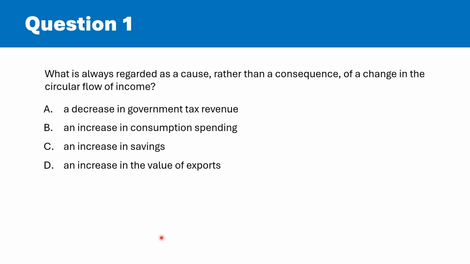Now let's check our option A. Option A says a decrease in government tax revenue. Now this happens when income falls. So this is a consequence. Let's go to option B, an increase in consumption. Consumption rises when income rises. Again, it's a consequence. Option C is an increase in savings. Savings also depend on income, so this is also a consequence.